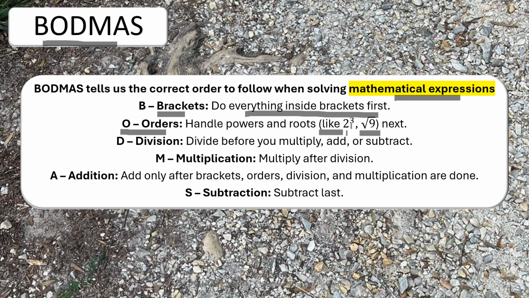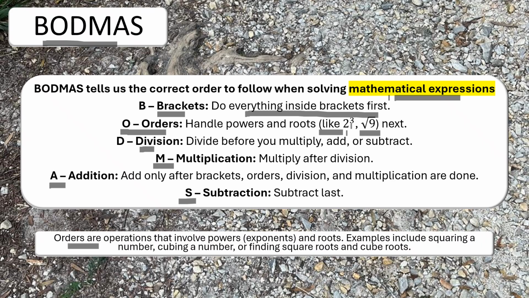Then we do division, then we do multiplication, addition, and subtraction. Just for the record, division and multiplication sit on the same level, and so does addition and subtraction. So we could say division and multiplication are done before addition and subtraction. When you are solving for an expression, for example, if you only have plus and minus in the expression, we work from left to right.